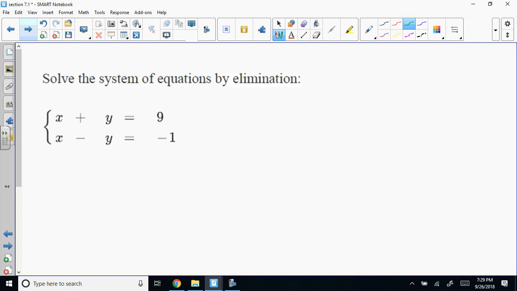Yeah? If you want to try to make the x's go, yeah. But if you just look at it and say, hey, I don't have to do anything to the x's because my y's are already +1 and -1, right? I'm trying to get the coefficient on one of the variables to be the same number but opposite signs. That's my objective. Okay?